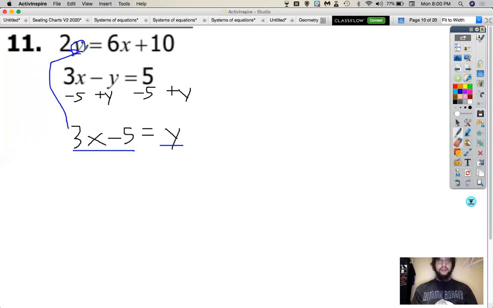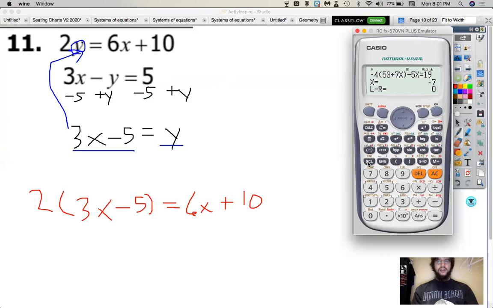So I'm going to take this and shove it in there. 2 times this thing right here equals 6x plus 10. Solve it however you want to solve it. Again, if you don't have this calculator and you don't remember how to solve it, go back to the beginning of the year. Rewatch the videos. Teach yourself. If you forget stuff, go back and learn it. Math builds on itself. You don't have time to be forgetting stuff.